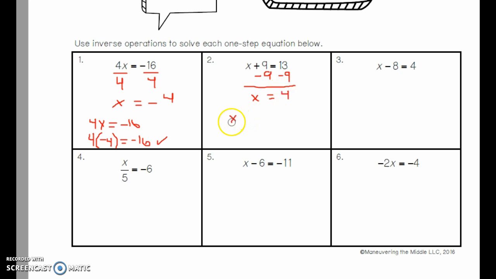I rewrite my original equation. Remember, these are equations now because they have equal signs in them. Up until now, we've been working with expressions. Now we're working with equations.